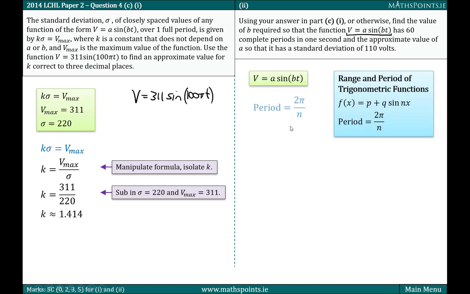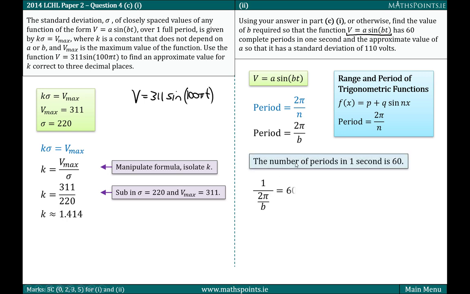So how are we going to do this? Well, to find the period, first of all, we're going to call the period 2 pi over the letter beside the t, which is b. And we want there to be 60 periods. So 2 pi over b is going to have to be equal to 1 over 60. Or the way we could write that is, how many 2 pi over b's are there in 1 second? Well, there's 60 of them. That's the same thing. So 2 pi over b is equal to 1 over 60. We'll invert that and say b over 2 pi is equal to 60. So b is equal to 120 pi.